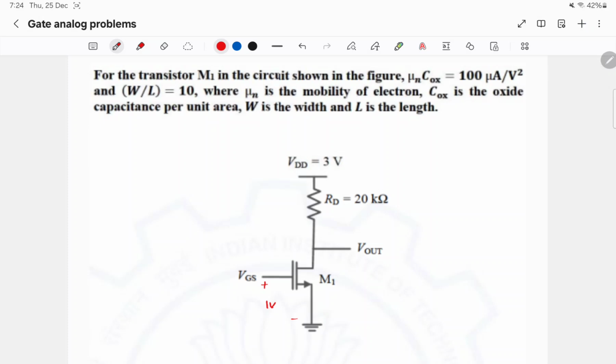In this question, they have given all of the information. They have given mu n Cox as 100 micro, W by L as 10, and VGS of the transistor as 1 volt. VGS is applied as 1 volt, and they are asking us to find out the threshold voltage Vt when M1 is at the edge of saturation.